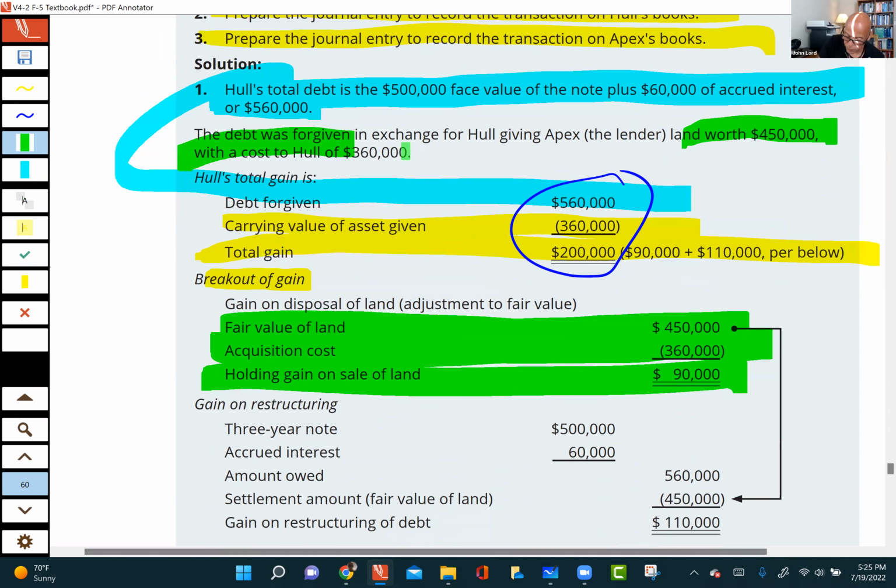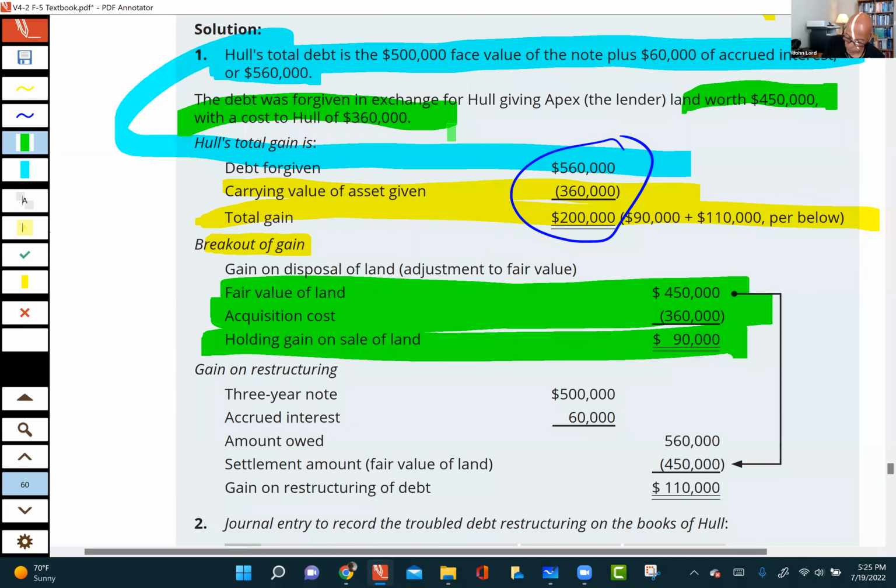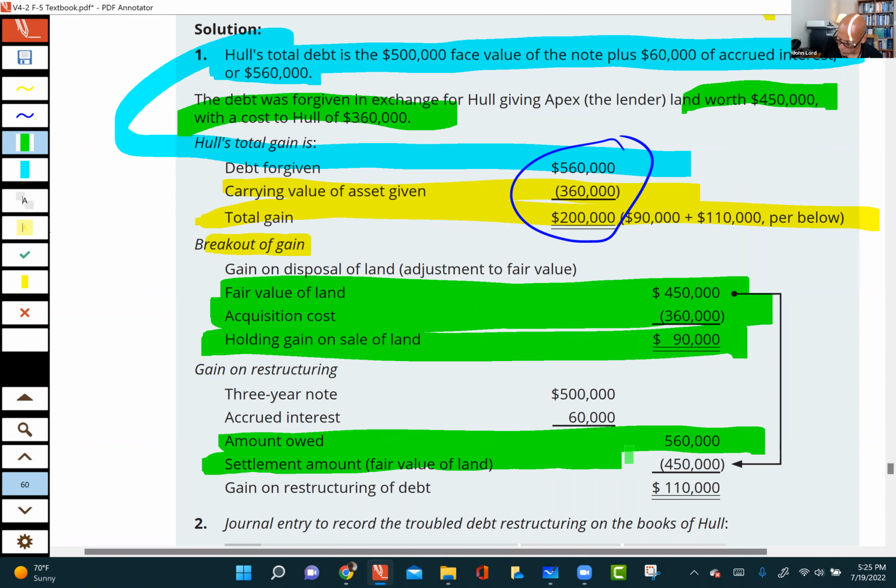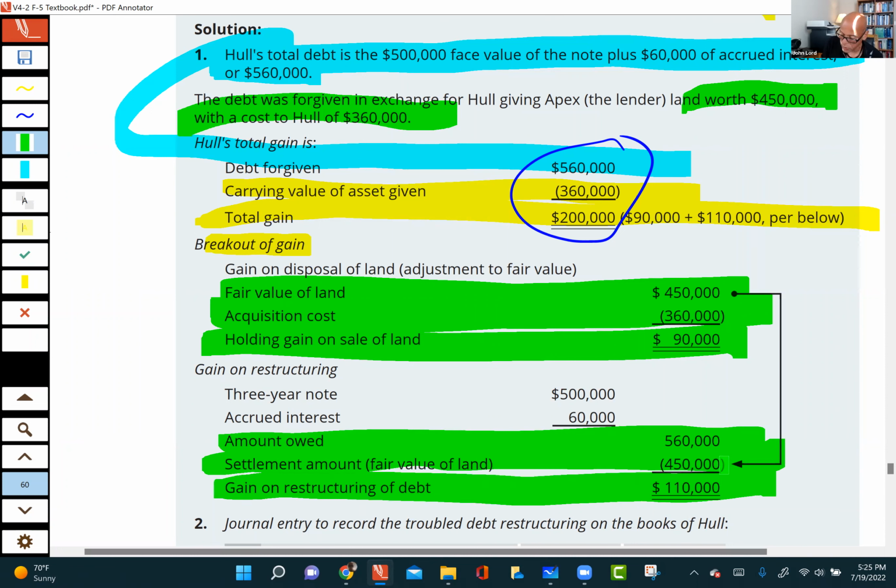We bought it for what? For 360. So we're going to say what? The amount that was owed was the 560 that they told us versus the fair value of the land, which was 450. So the gain on the restructuring is 110. So the total gain is the difference between what? The book value of the asset surrendered and the book value of the debt. The gain on the actual restructuring is the difference between the amount of debt and whatever the fair value of the item was that was restructured. And then, of course, if you add in the gain from the disposal of the land, that would get you up to the total.